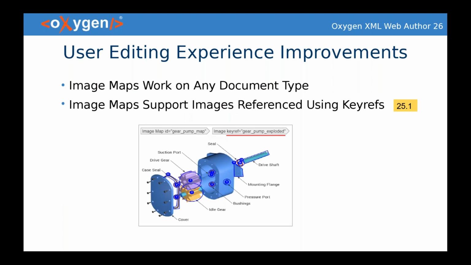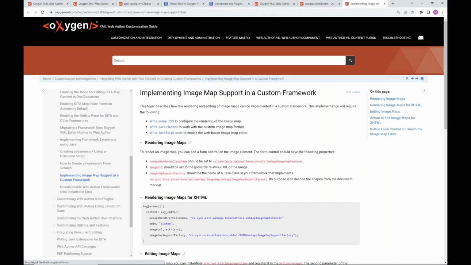Next, also from the user editing experience area, there were improvements for image maps. Now image maps work on any document type. You can see on our customization guide some guidelines about how you can implement image map support in your custom framework.